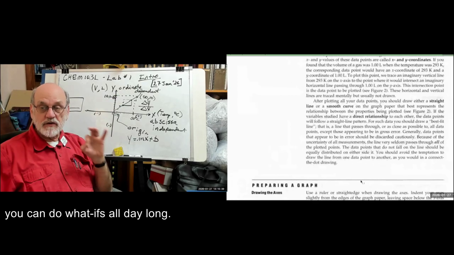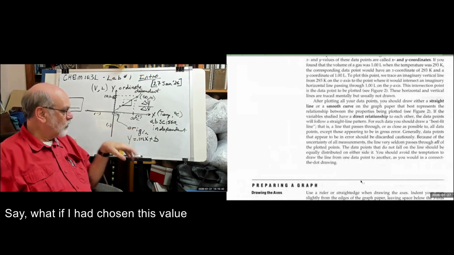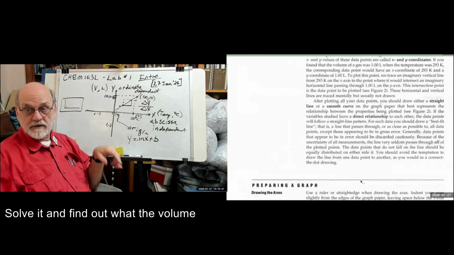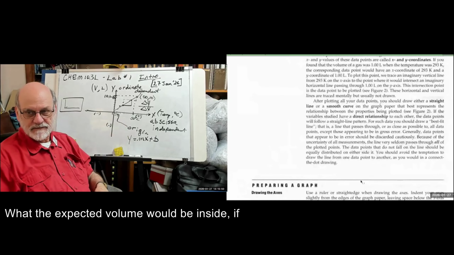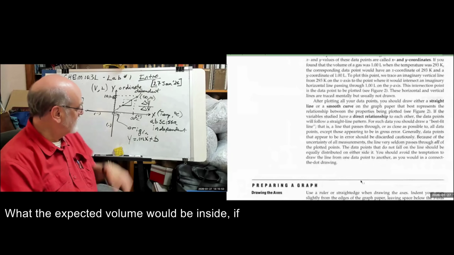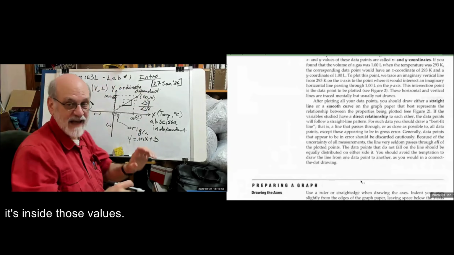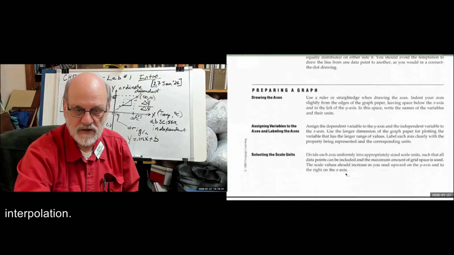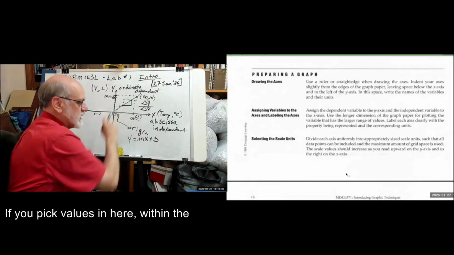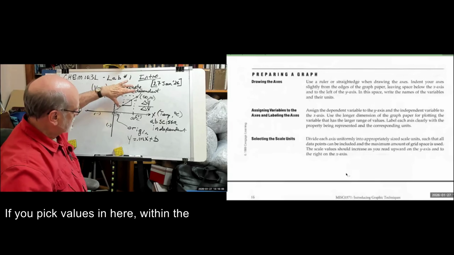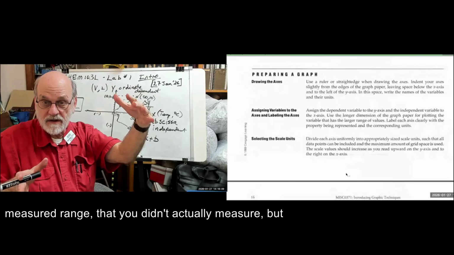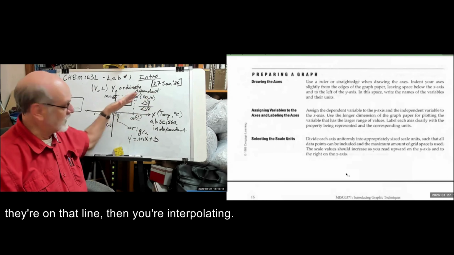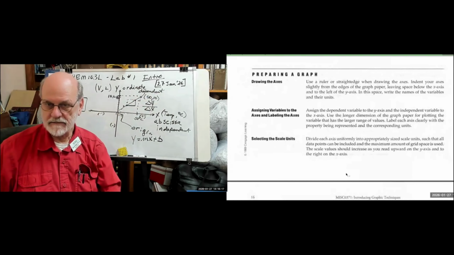And the value of a formula is that you can do what ifs all day long. Say, what if I had chosen this value instead of any of those? Solve it and find out what the expected volume would be, if it's inside those values. Right? That's where we get to the concept of interpolation. If you pick values in here within the measured range that you didn't actually measure, but they're on that line, then you're interpolating.